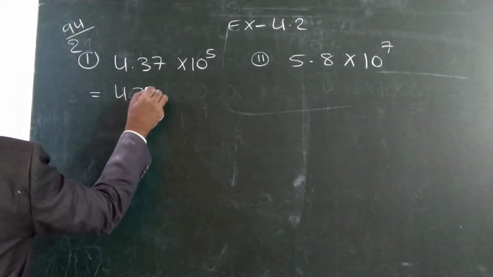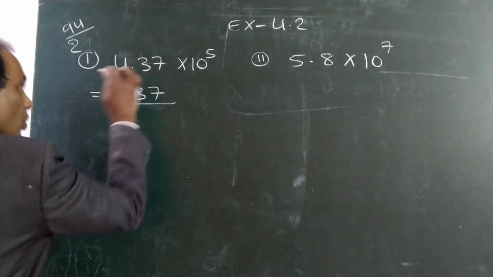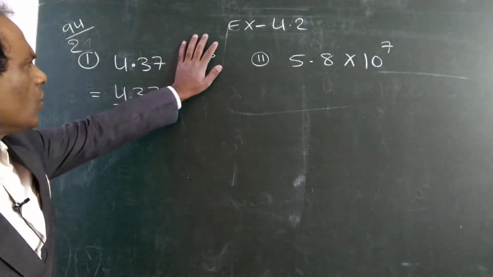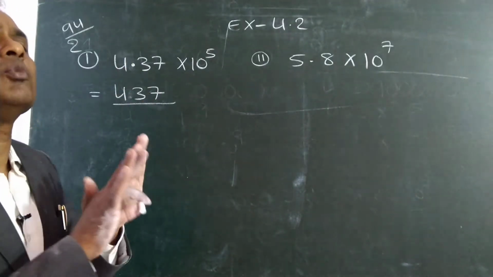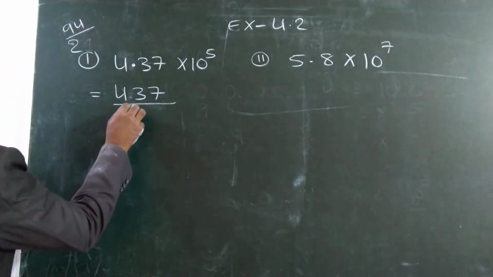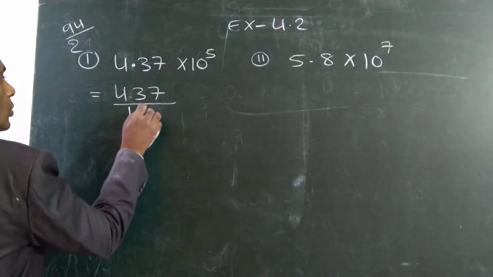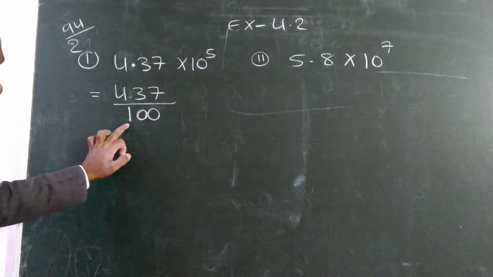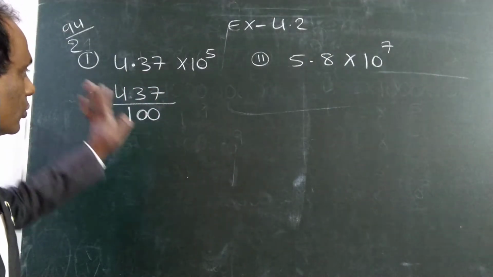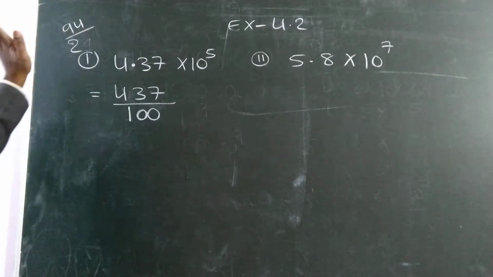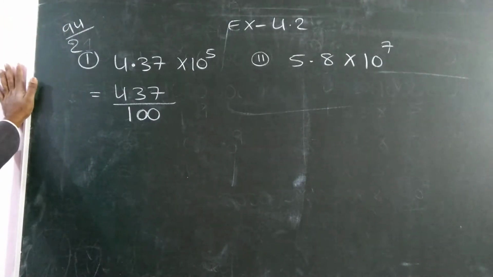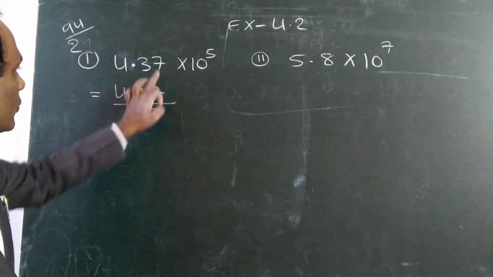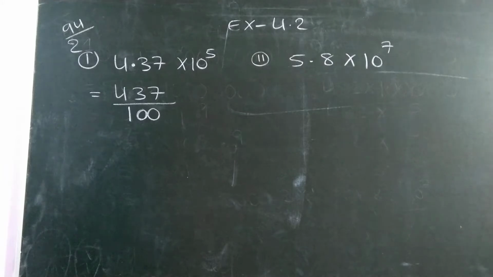See, removing the decimal: how to remove the decimal? Don't look at this. 4.37, I want to remove the decimal. To remove the decimal, write 1 and take zeros after it. After the decimal, how many digits? 2 digits, so 2 zeros. The decimal is removed. This is the process for removing the decimal: write 1, and 2 zeros for 2 digits.